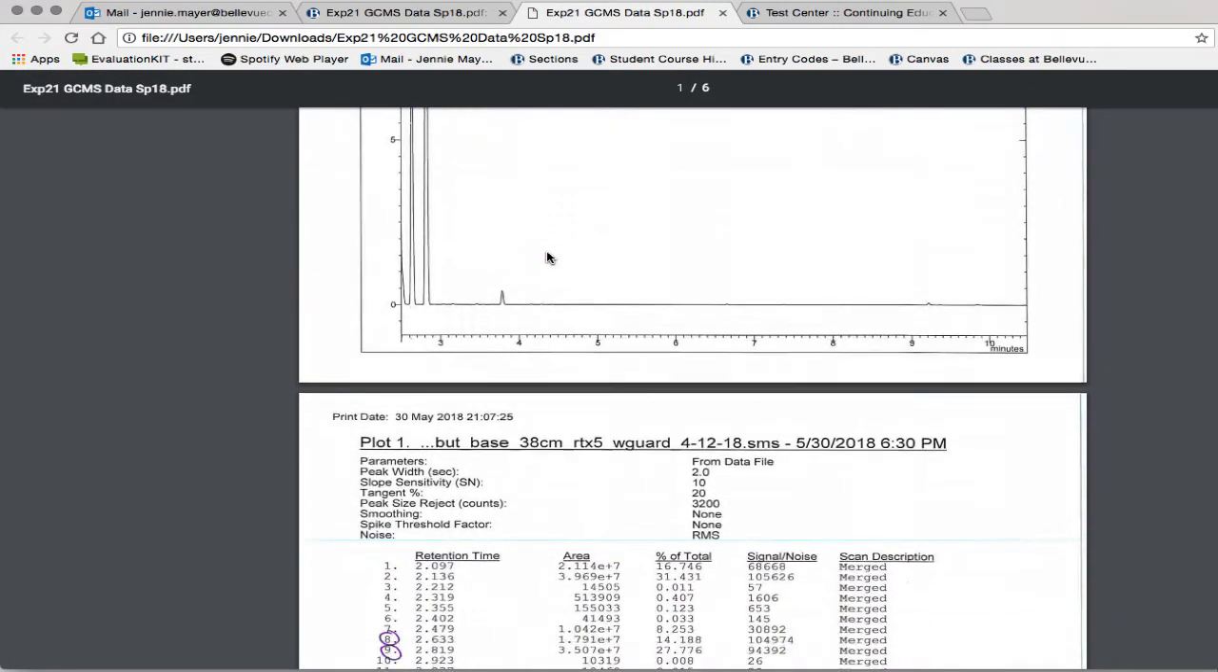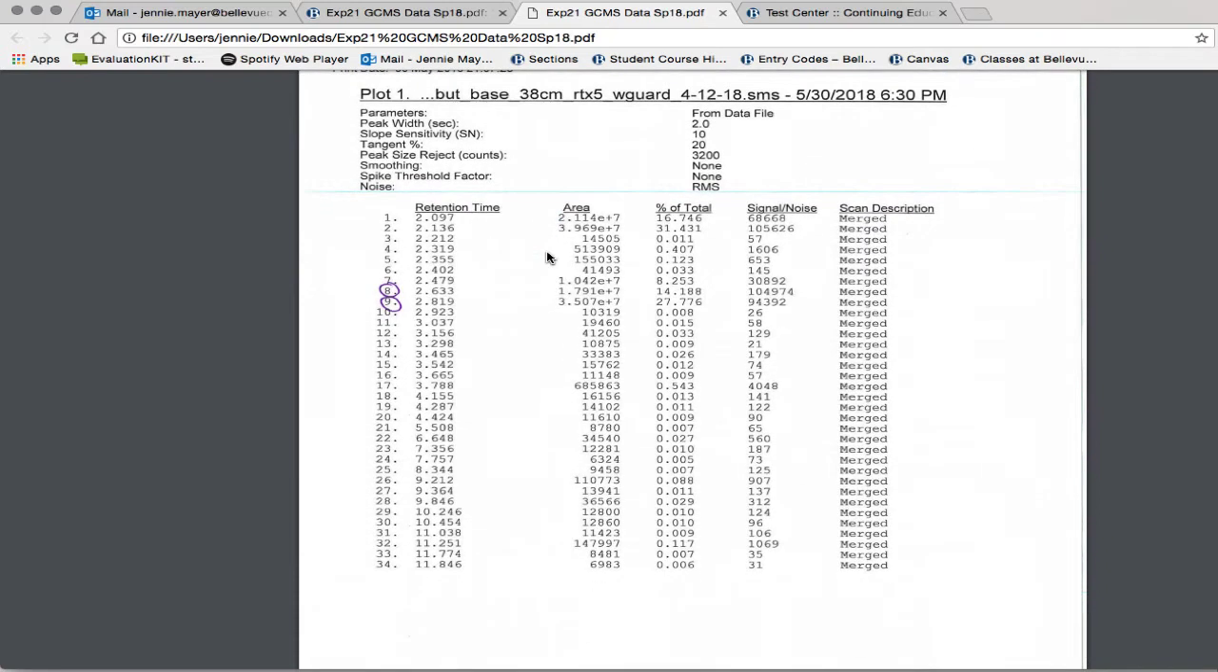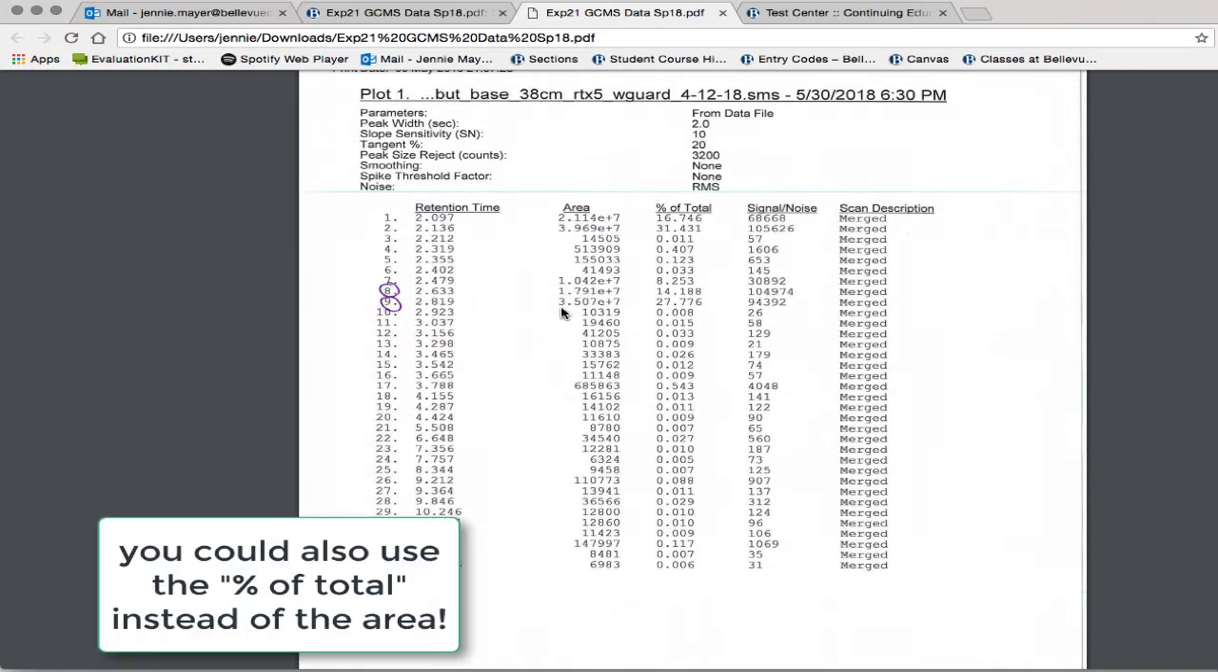To get the area, I did a printout. You can print out the integrations, and I circled 8 and 9. 8 and 9 are the peaks that we're looking at, 2.6 and 2.8 minutes. These areas are based on, I believe, ion count, so it's times 10 to the 7. They're pretty big numbers when the peaks get large. Instead of using times 10 to the 7, I'm just going to use these numbers: 1.791 and 3.507. So let's try to remember that.